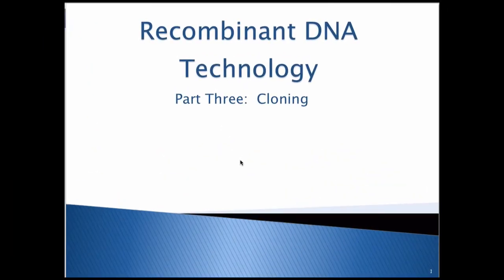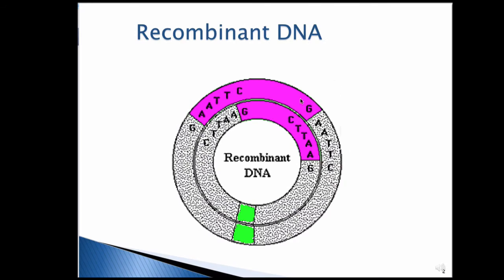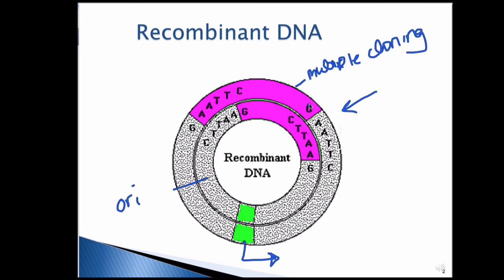Okay, we're going to go on to the third part of our recombinant DNA technology lecture, and in this lecture we are going to focus on cloning. So we already talked about the plasmid, and the plasmid is a key part of recombinant DNA technology. So you already know a plasmid is a double-stranded circular piece of DNA that commonly has some sort of selectable marker, which is usually an antibiotic resistance gene. There is an origin of replication at some point on the plasmid, and you have your multiple cloning sites. And those multiple cloning sites are those sites where you can insert foreign DNA into the plasmid.